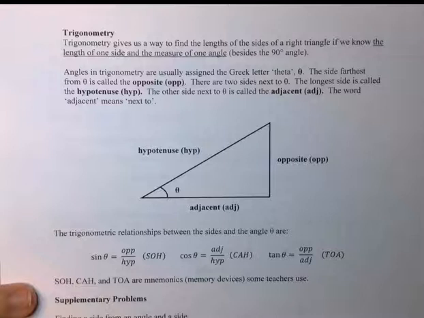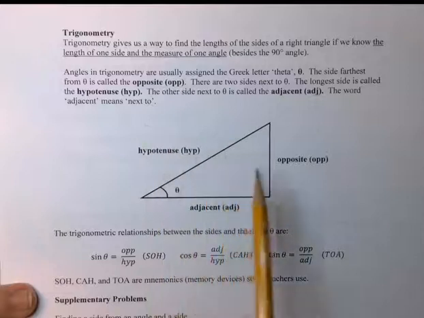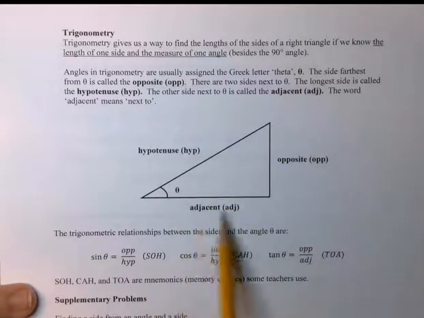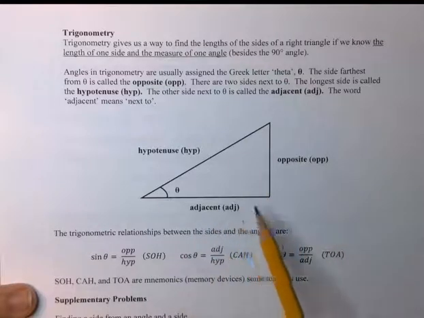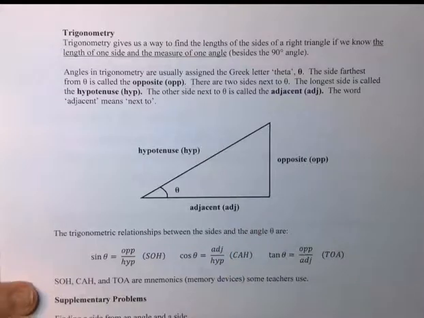There are two sides that are next to theta, these two sides right here. The longest side is called the hypotenuse. That's always the longest side of a triangle, and that's abbreviated HYP. The other side next to theta is called the adjacent. The word adjacent means next to. So you have adjacent, hypotenuse, and opposite.